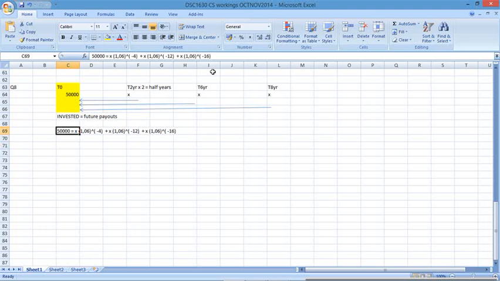So now you've got X's and you've got all those amounts. Obviously we need to work out what those figures are separately. So a lot of mathematics here.